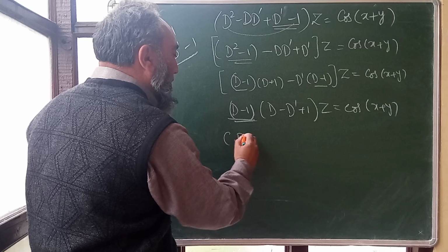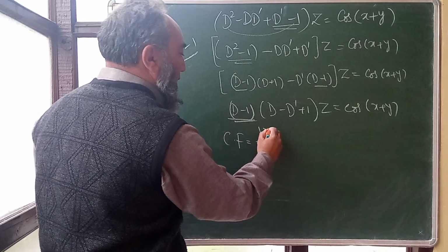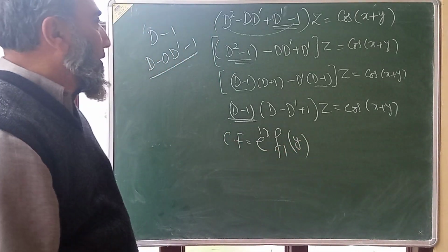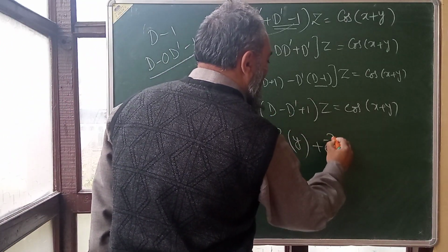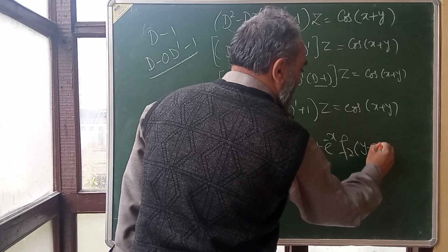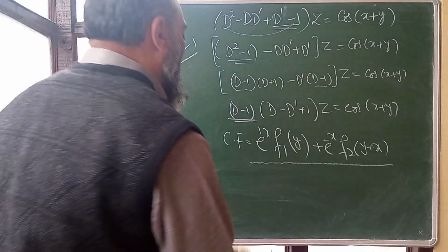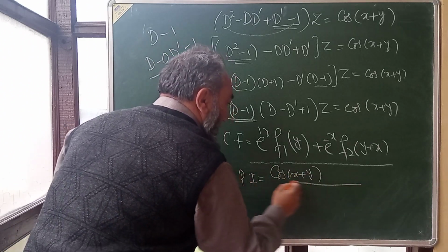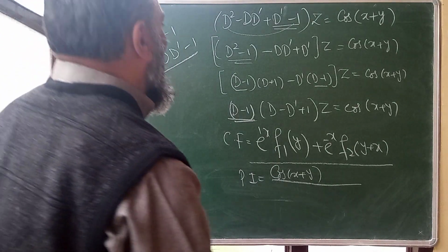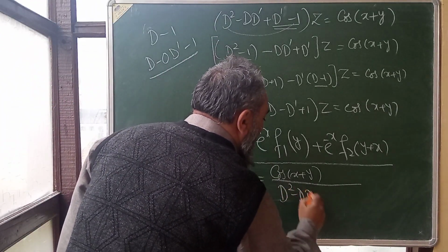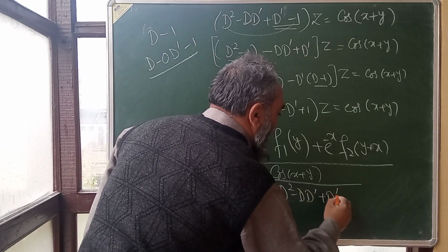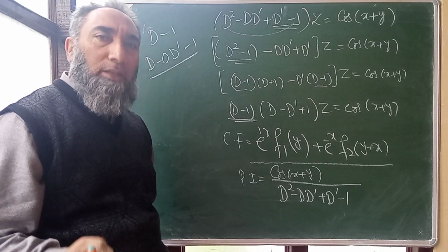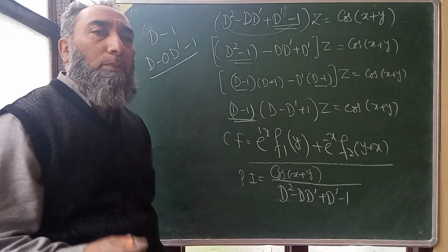So what is the complementary function? e raised to the power plus 1x function of y plus 0x. So a function of y only. For this part, it is e raised to the power minus x function of y plus x. This is the complementary function. What is PI? PI is cos of x plus y divided by (D² − DD′ + D′ − 1). For sine and cos, what I have said, you have to replace D² by minus a², D′² by minus b², and DD′ by minus ab.